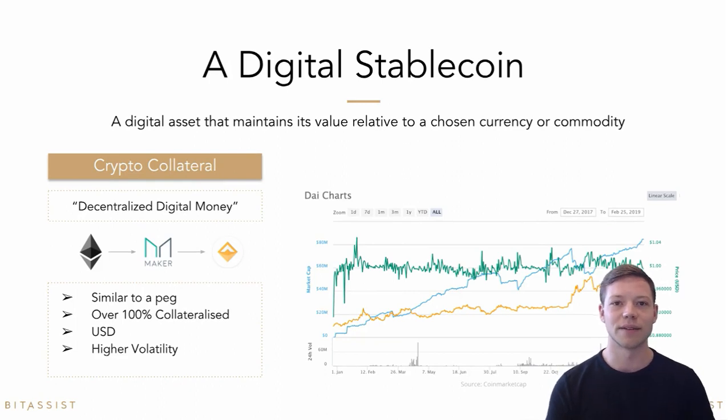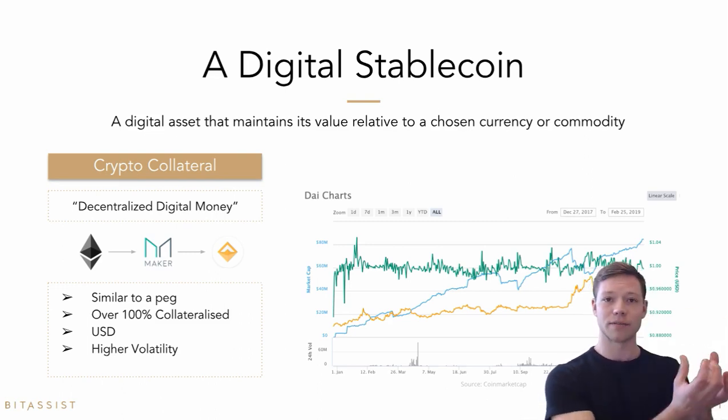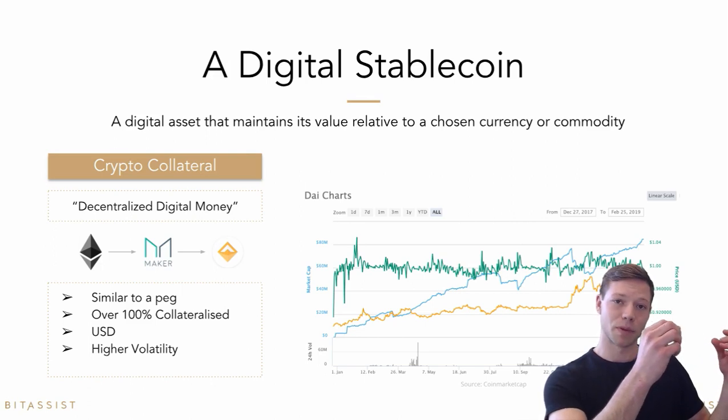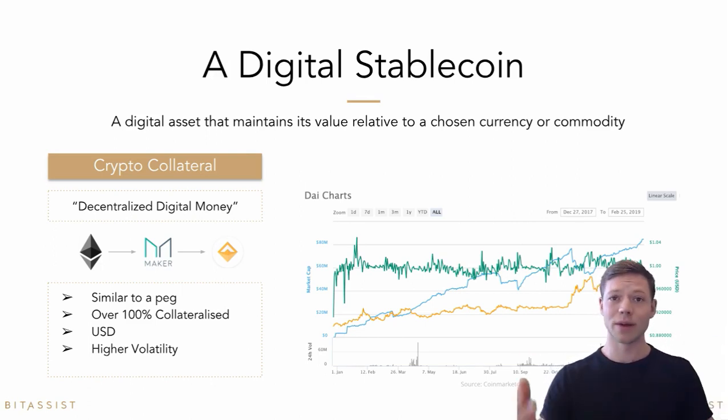Second up, we've got crypto collateralized stablecoins. So similar to the first case where we have a basket of goods or currencies, gold or dollar in the case we were looking at, that we're issuing a digital representation of. We're doing the same thing here but with crypto.